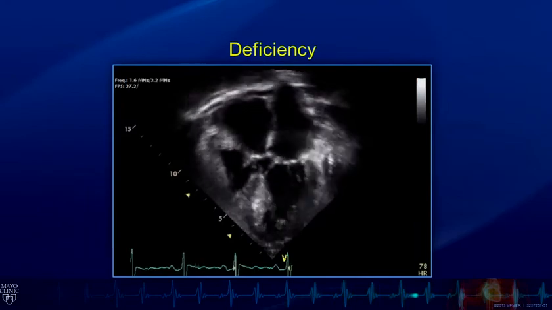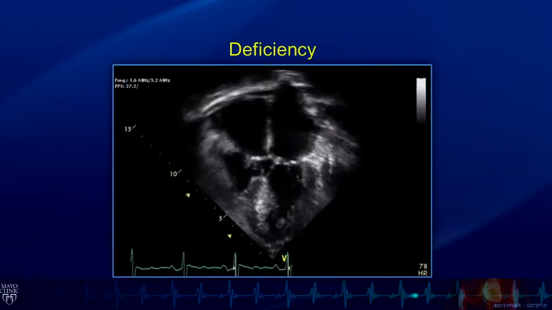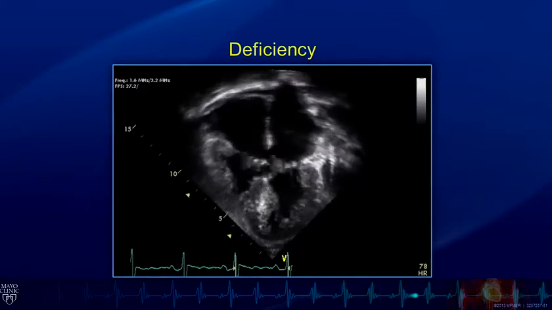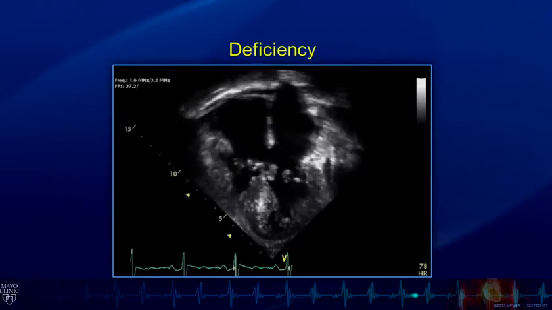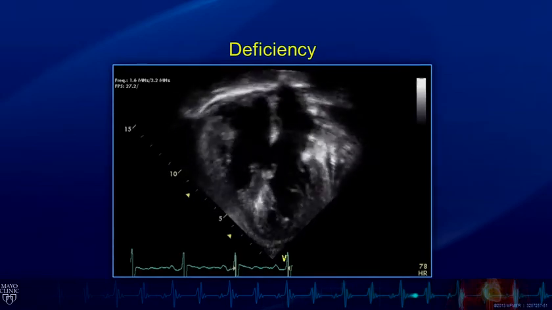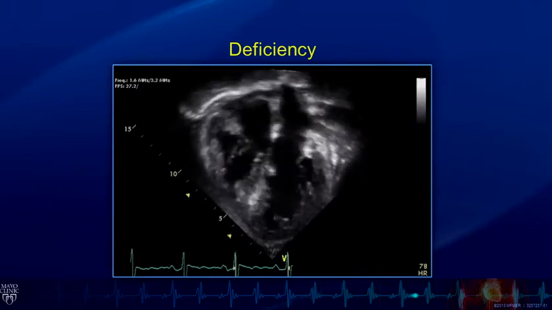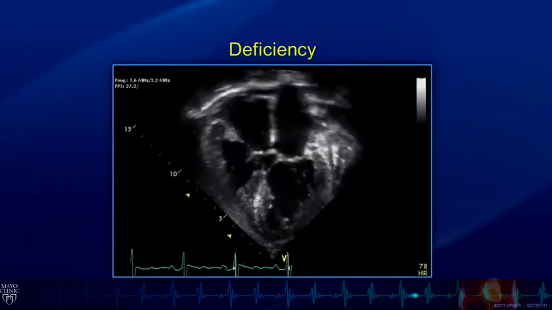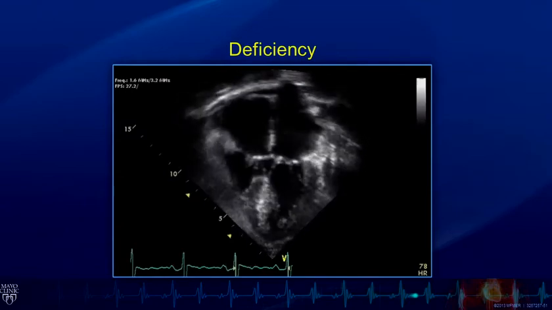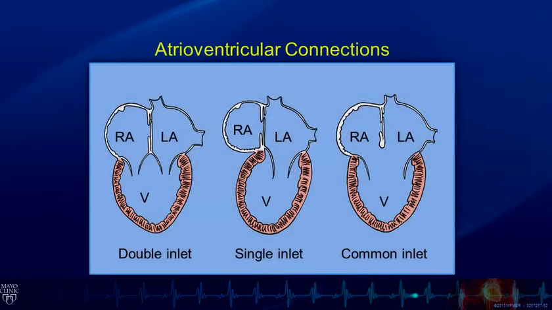And an echo image of this, nicely demonstrated, again, apex down format. Left heart chambers on the right side, right heart chambers on the left side of the screen. And you can see a large communication between the atria and the ventricles, and indeed this is a common atrioventricular valve, something that we can't say for sure from this image, but that was the case. Now, this is the most extreme form of atrioventricular septal defect. We saw a primum atrial septal defect earlier, and this is the most extreme form of the atrioventricular septal defect.